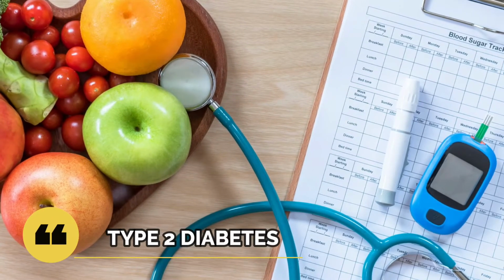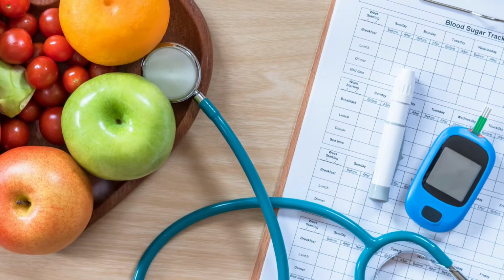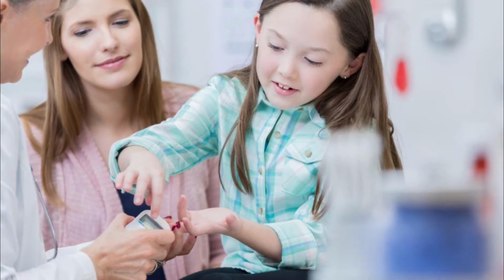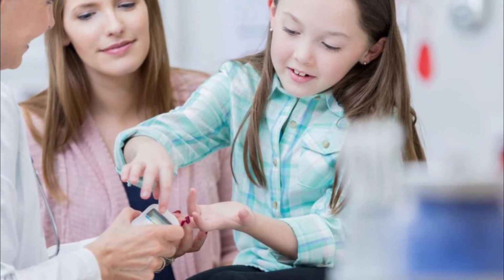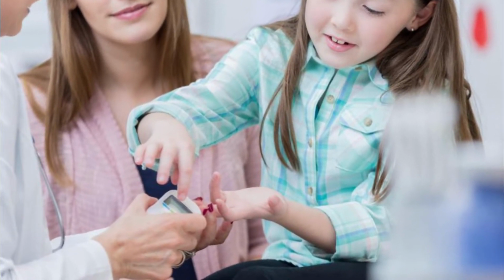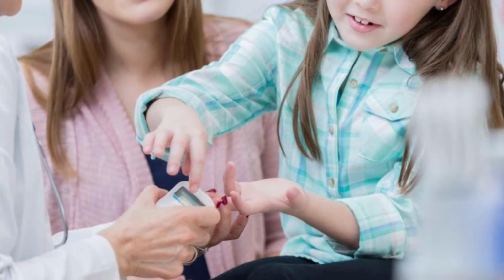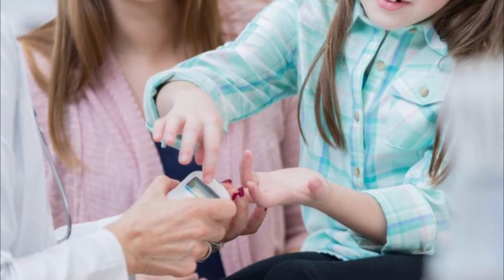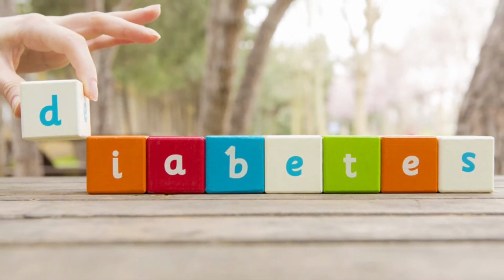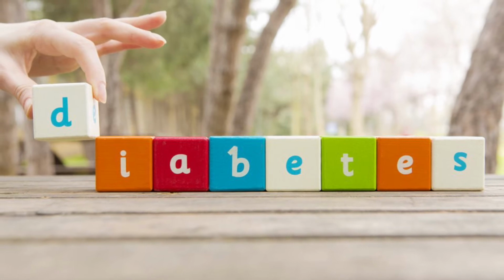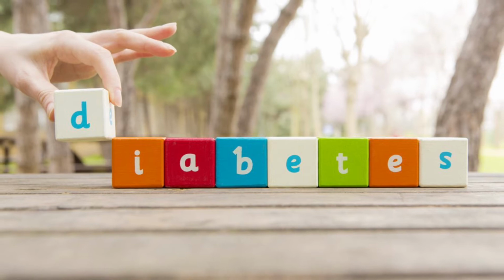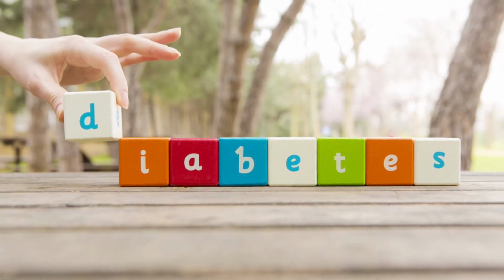Type 2 diabetes. If you have type 2 diabetes, your body doesn't make or use insulin well. You can develop type 2 diabetes at any stage, even during childhood. However, this type of diabetes occurs most often in middle-aged or older people. Type 2 diabetes is the most common type of diabetes.